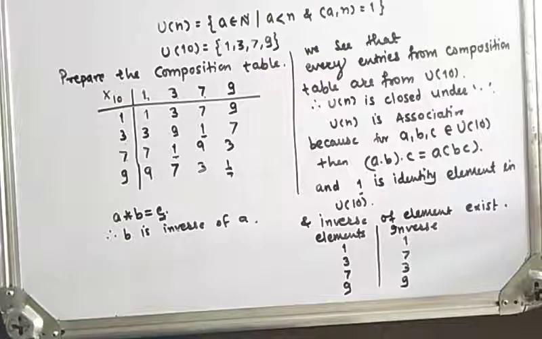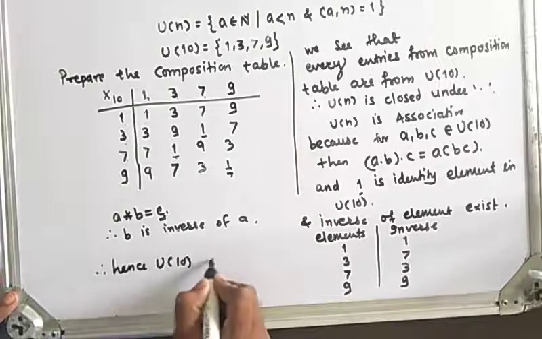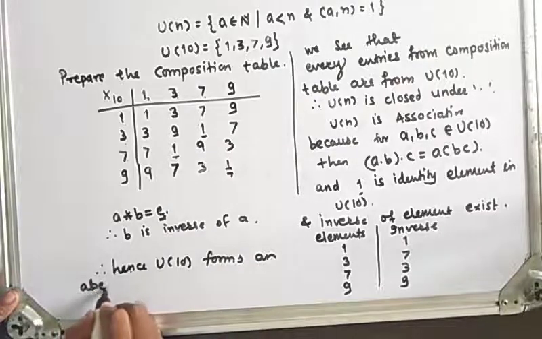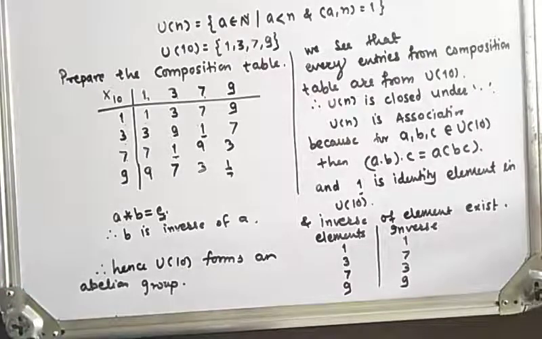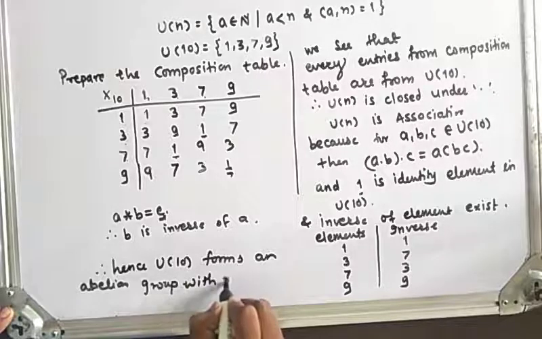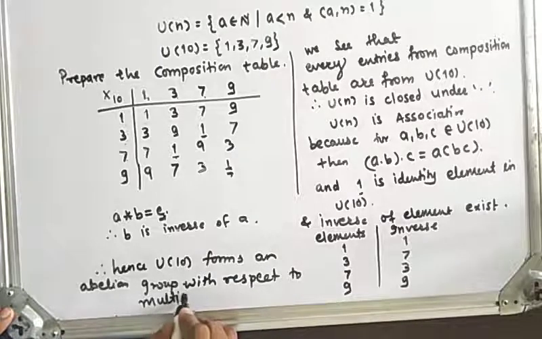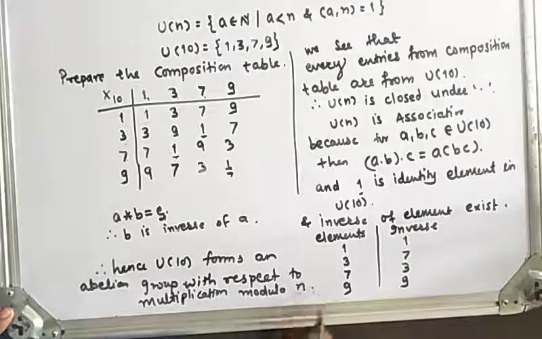So U of 10 forms a group, right? Therefore, hence U of 10 forms an abelian group. U of n forms an abelian group with respect to multiplication modulo n, right?